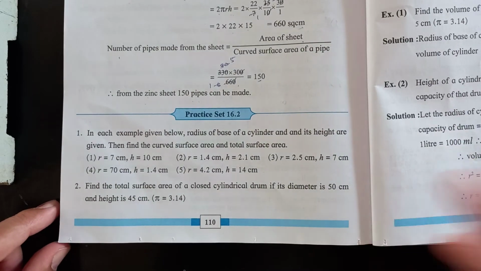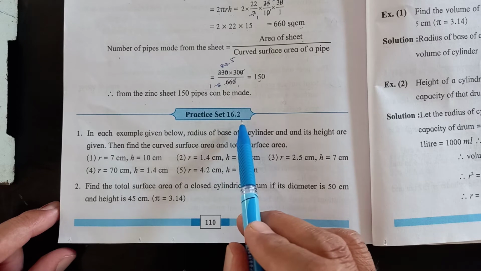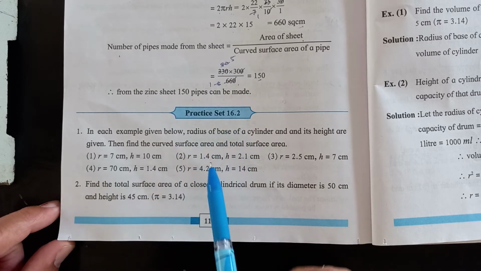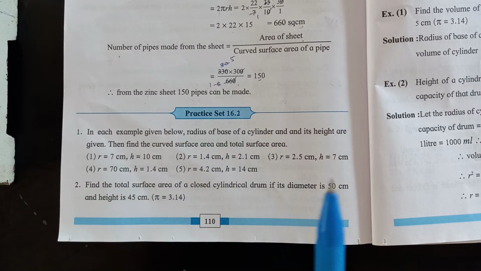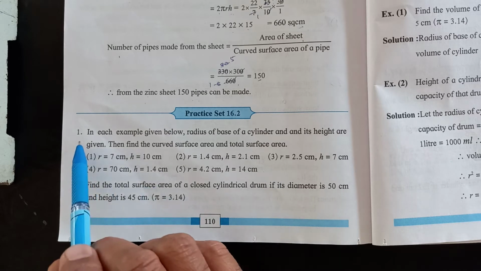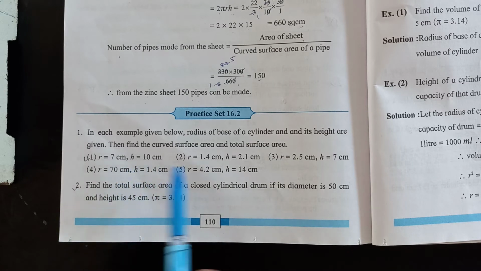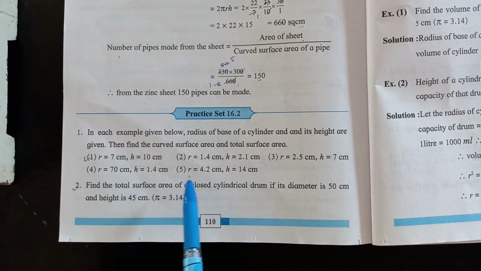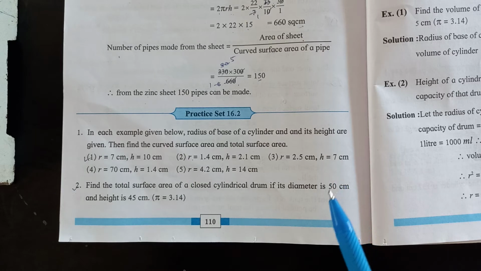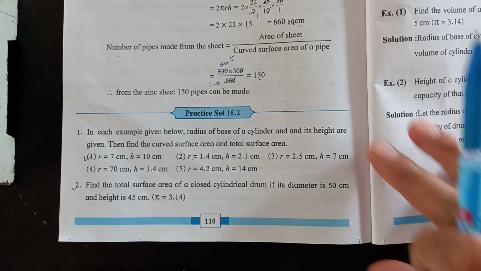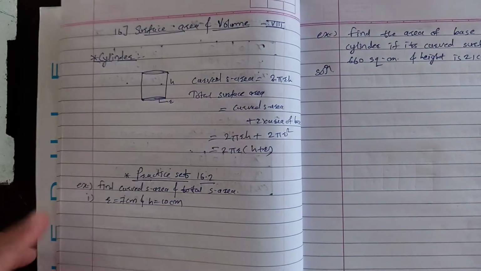Now we will see practice set 16.2. In practice set 16.2 there are 4 examples, and the last 2 examples are different. So today we will see only the first 2. I will solve the first one and the second one, then you have to solve the second, third, fourth and fifth using the same method. We will see step by step, and the remaining third and fourth we will see next period. Okay, so we will see this one now.